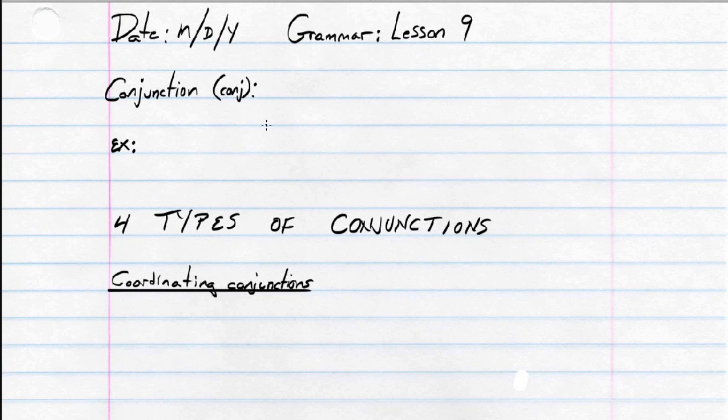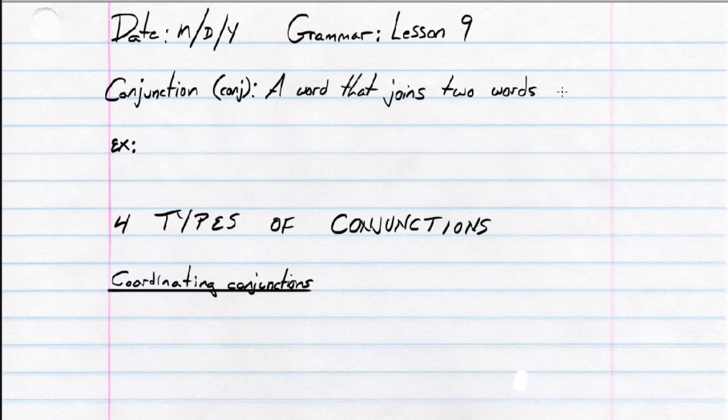So next to conjunction, and then your abbreviation of conjunction, go ahead and write down this definition. A word that joins two words, a word that joins two words or groups of words. Conjunction is a word that joins two words or groups of words.